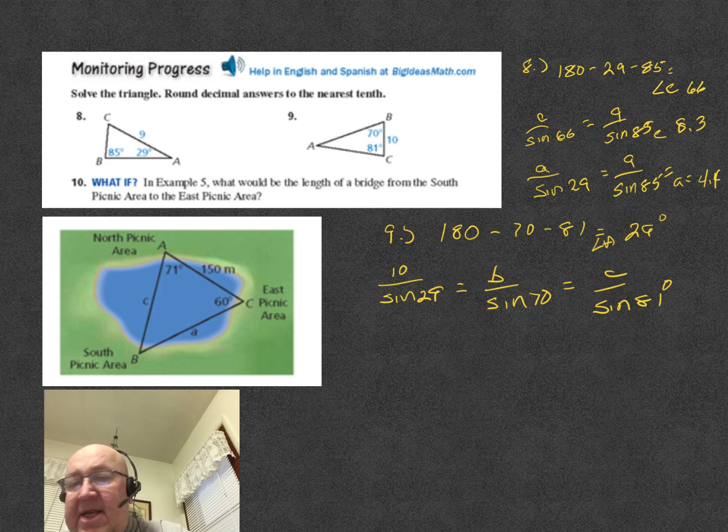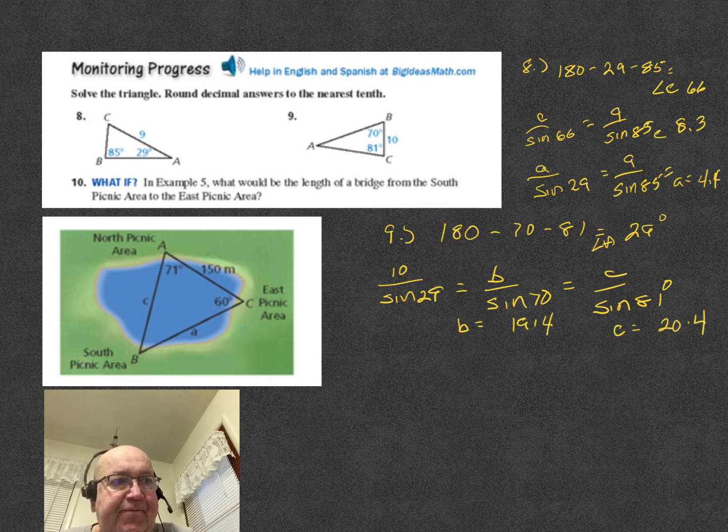And I'm going to do these just both. So I'm going to go sine 70 times 10 divided by sine 29, and I'm going to get B is equal to 19.4. I'm going to go sine 81 times 10 divided by sine 29, and I'm going to get C is equal to 20.4 units.